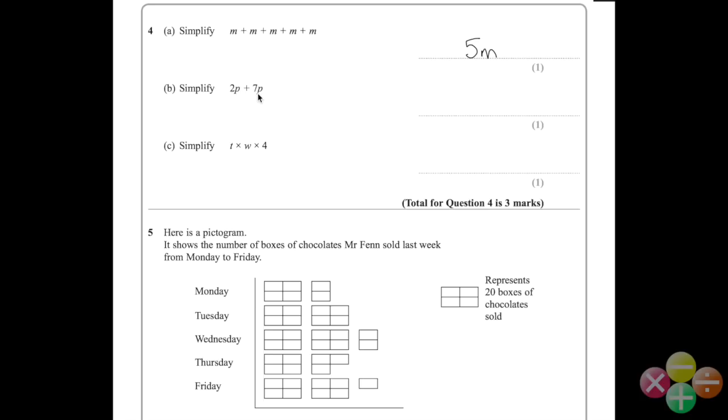Simplify 2p plus 7p. Well, in this case, we can imagine they're pairs. We've got 2 pairs and we're adding 7 pairs. So altogether, we've got 9 pairs.